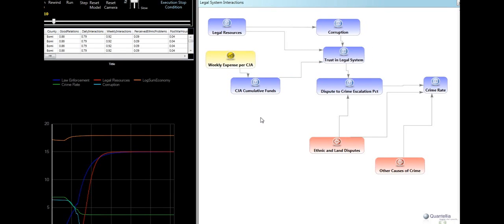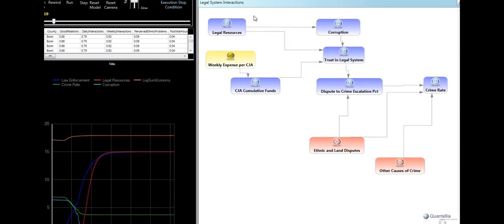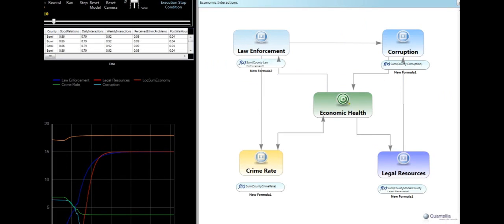In addition, this trust in the legal system is also impacted by corruption and also the availability and sophistication of legal resources. And we saw how those factors were also part of that previous feedback loop. So here what we're really showing is just the chain of events that connects this weekly expense per CJA up to the crime rate. And if you recall what we showed earlier, this crime rate is the thing that starts that starter motor that gets these feedback loops going, that as the crime rate lowers, economic health improves, and then that leads to the other factors improving, as we saw earlier.